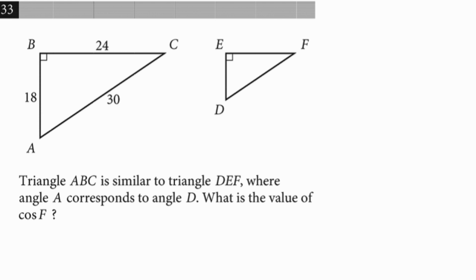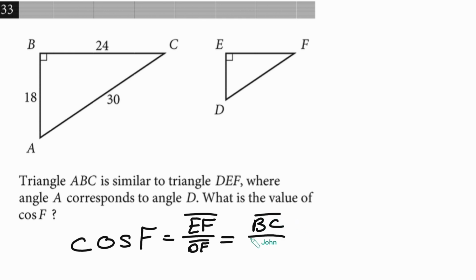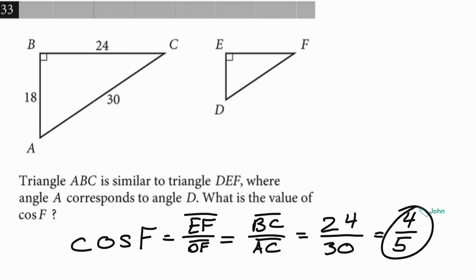Triangle ABC is similar to triangle DEF, where angle A corresponds to angle D. What is the value of cosine of F? Cosine of F must be equal to EF over DF, and by definition of similar triangles, that ratio must be the same as the ratio of BC over AC, because those are the corresponding sides. That's 24 over 30, which simplifies to 4/5.